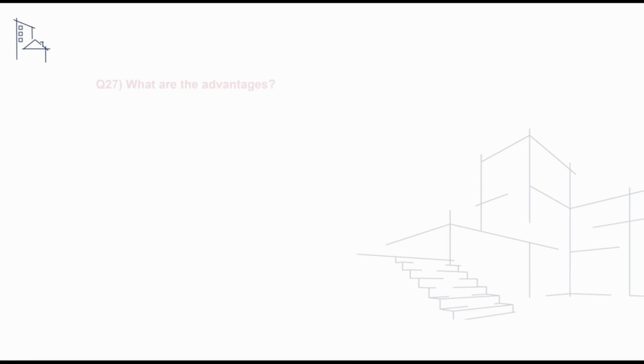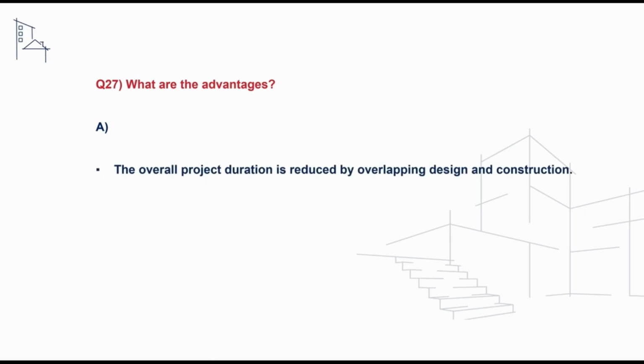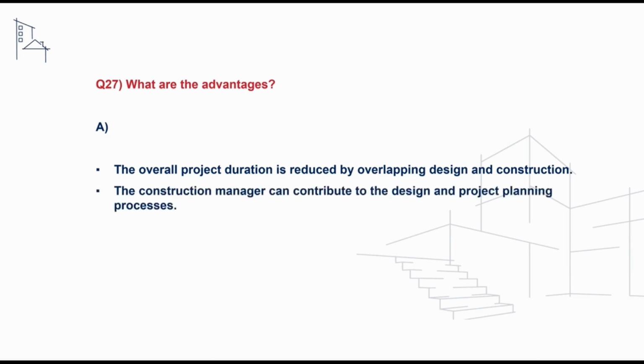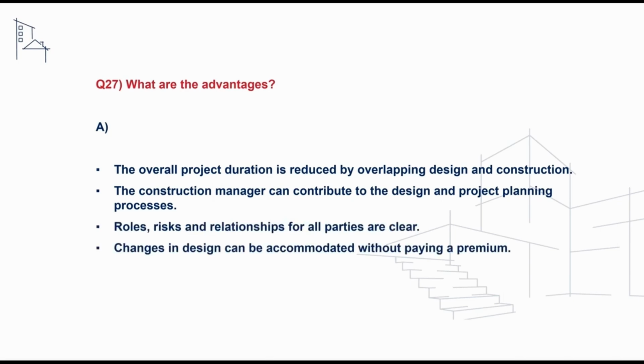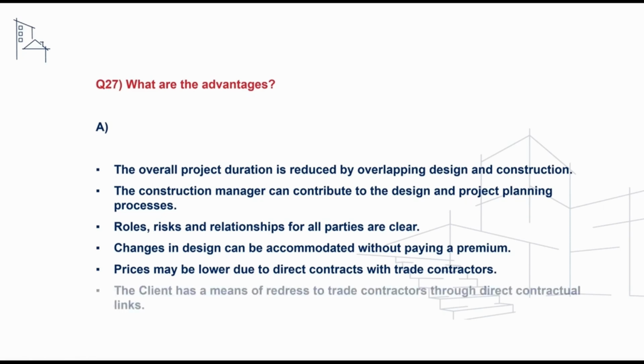We may receive a follow-on question on the key advantages of construction management procurement. And to address this, we can say that the overall duration of the project is reduced by overlapping the design and construction phases. Another advantage is that the construction manager can contribute to the design and project planning process. Roles, risks and relationships for all parties are clear, and changes in design can be accommodated without paying a premium. Prices may be lower due to direct contracts with each of the trade contractors, meaning that no management or premium fee is paid to the main contractor, and the client has a means of redress to each of the trade packages as they have a direct contractual relationship.